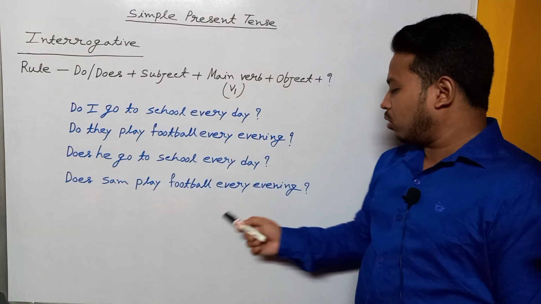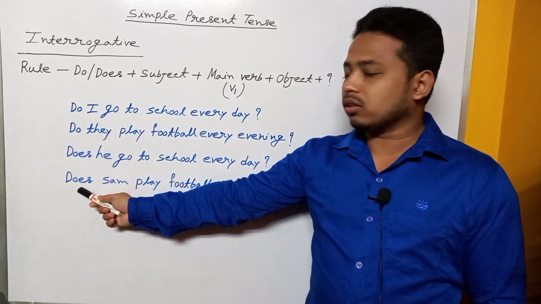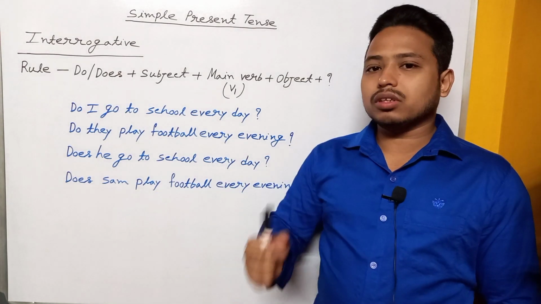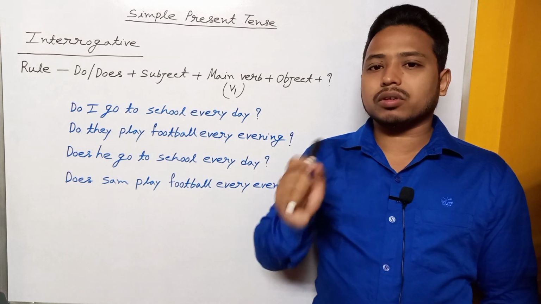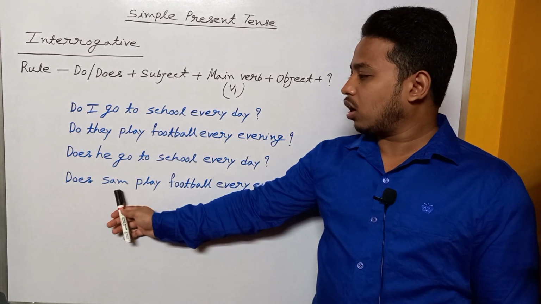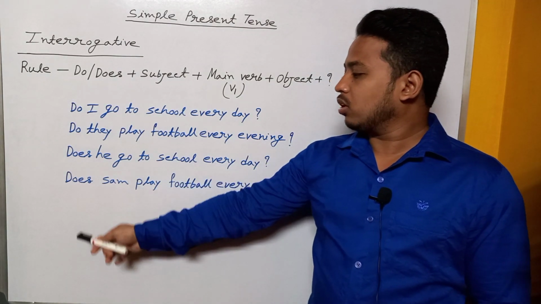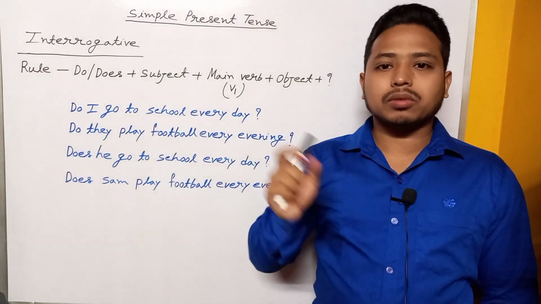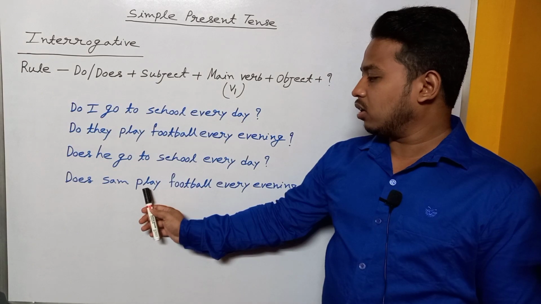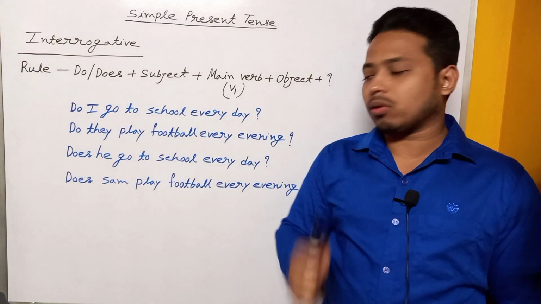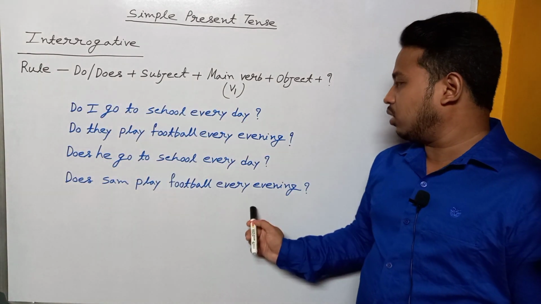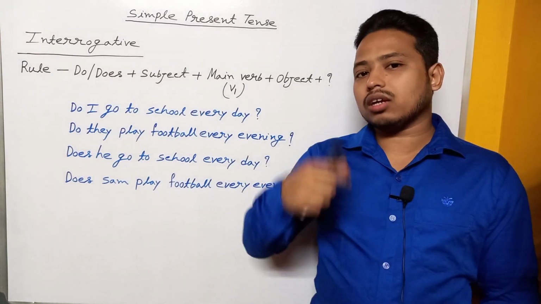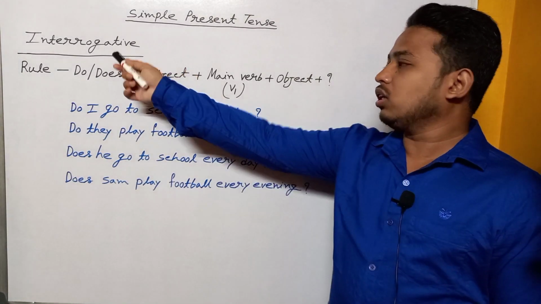Does Sam play football every evening? Does, helping verb. Sam, subject. Sam is a name, so it is third person singular. That's why I write does, helping verb, before Sam, because it is also an interrogative sentence. Play, main verb, means verb first form. Football every evening, object. Question mark. Last of all I write a question mark for interrogative.